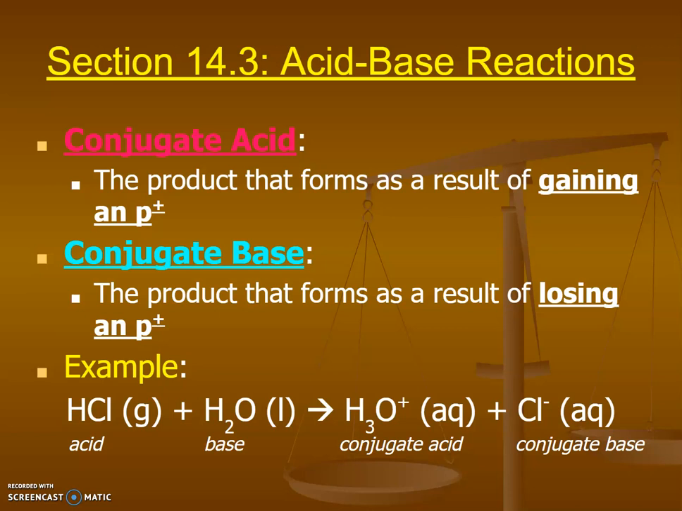All right, a conjugate is going to be the resulting product that forms after the acid does its acid thing and a base does its base thing. So a conjugate acid is the product that forms as the result of gaining a proton, which remember is the same as an H plus. And a conjugate base is what forms as a result of losing that proton or H plus.